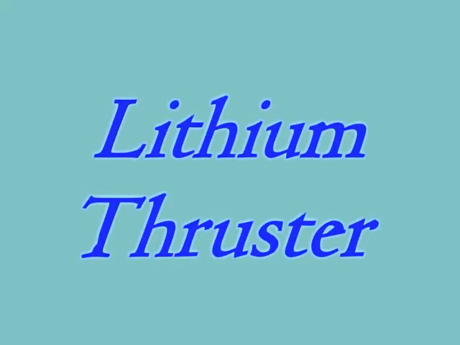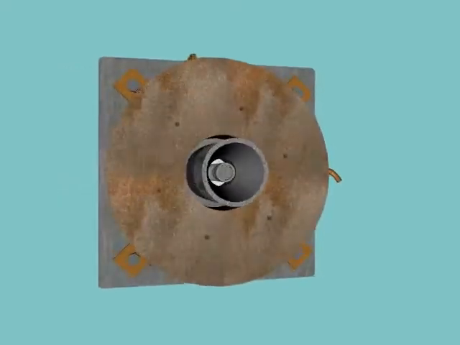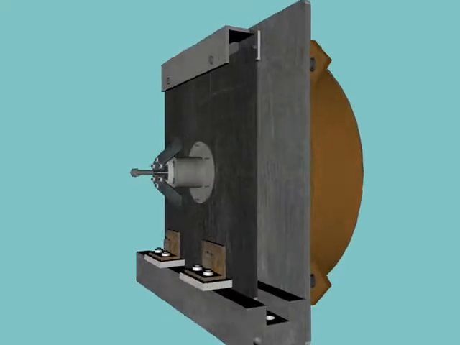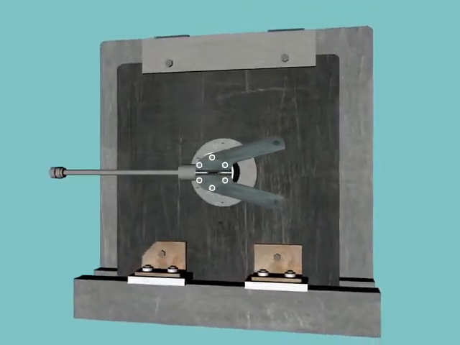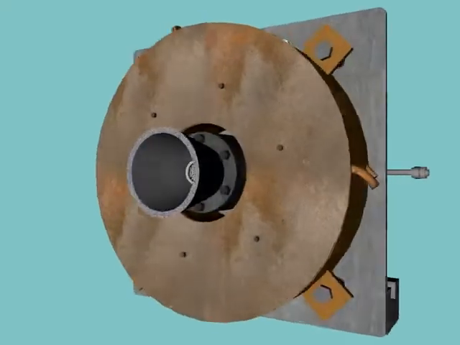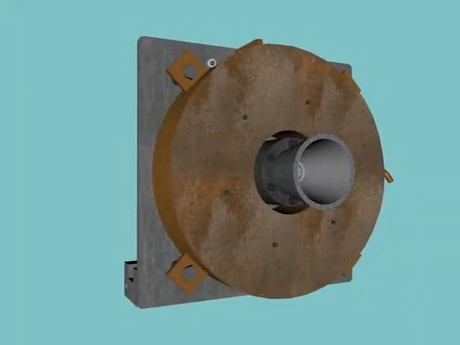Lithium Thruster. The Lithium Thruster was built in Moscow Aviation Institute and brought to the United States in 1998. The thruster, as its name implies, uses lithium gas as propellant. It is also a 30 kilowatt device.